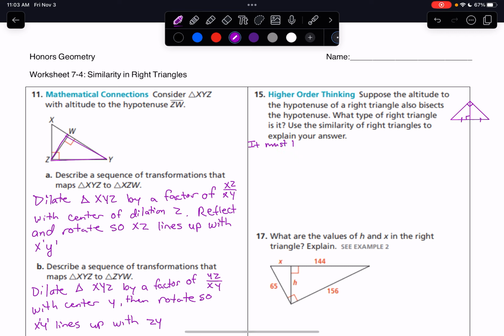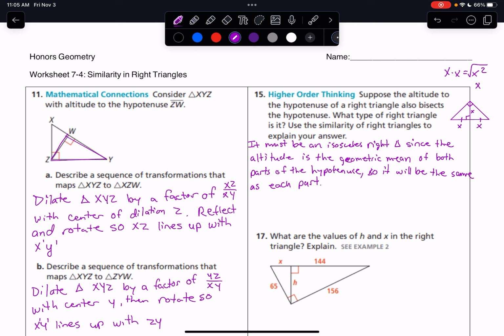So we can say, since the altitude is the geometric mean of both parts of the hypotenuse, the altitude will be the same as each part.